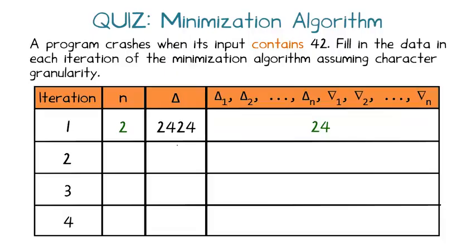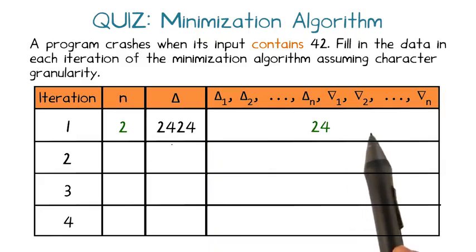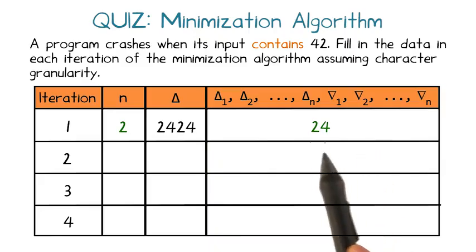In the first iteration, we start with n equals 2, and dividing delta equals 2424 into two even groups gives the same string for all of delta 1, delta 2, nabla 1 and nabla 2, which is 24. Since 24 does not cause the program to fail, we leave delta the same for iteration 2 but double the number of partitions to 4.